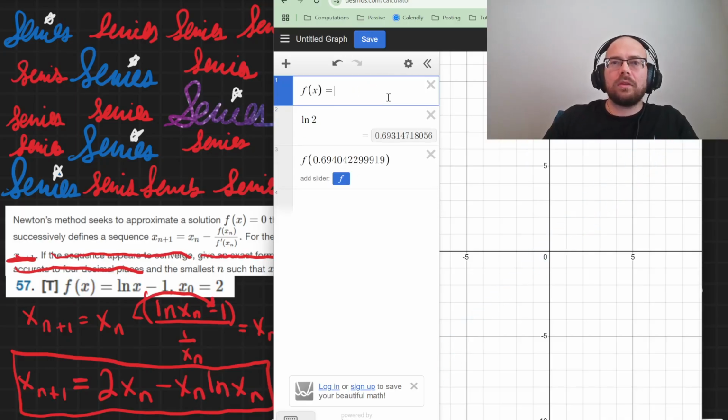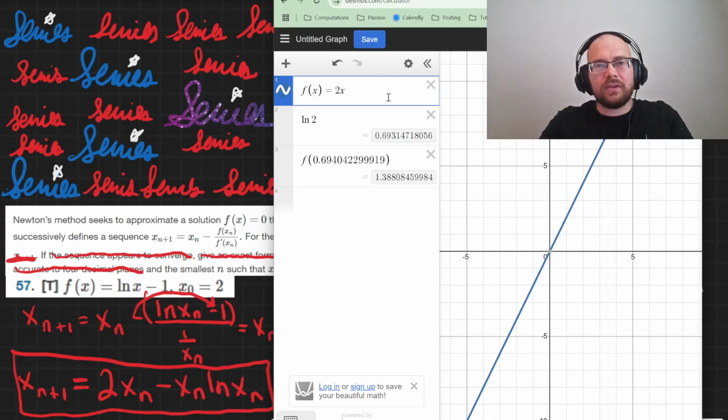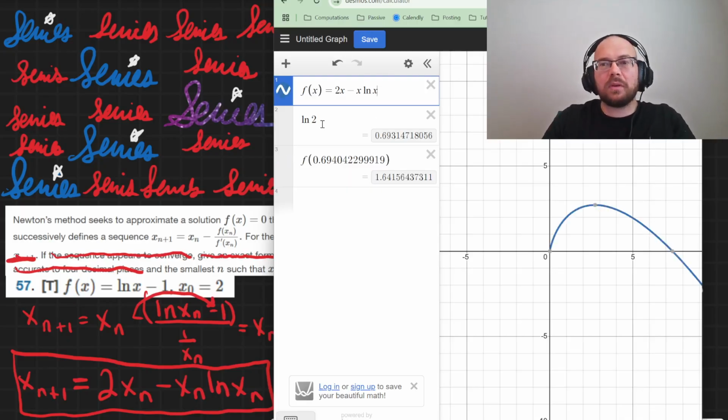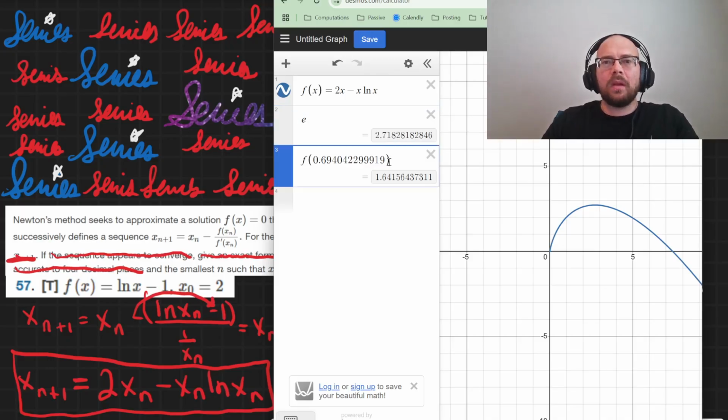So f of x equals, I'm treating this like it's an explicit formula, but it's not. So don't pay attention to the graph. These are not the droids you're looking for. 2x minus x ln x. That's what I'm going to type in. And the ln of 2, that was from the previous thing as well. We're just looking for e, right? So that's what we're looking for. That's the goal.